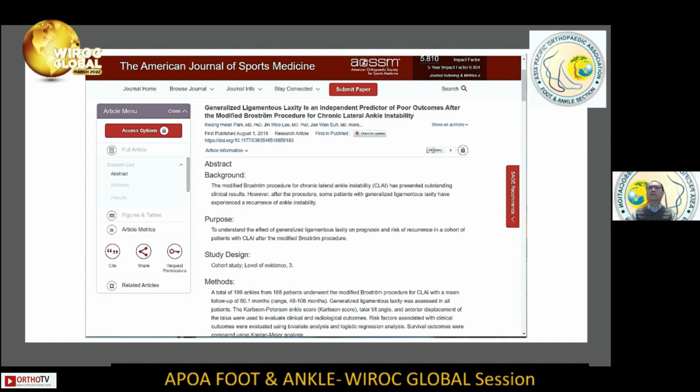closely resembles what happened in our case, which is a paper published by the American Journal of Sports Medicine some years ago, which studied generalized ligamentous laxity as an independent predictor for poor clinical outcome after the modified Brostrom procedure for chronic lateral ankle instability. And the authors found that patients with generalized ligamentous laxity do experience recurrence of instability even after reconstruction.